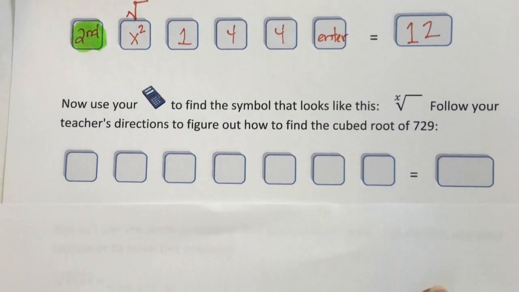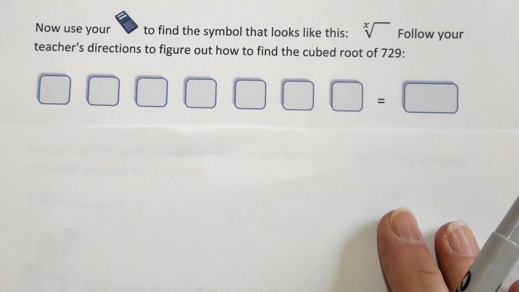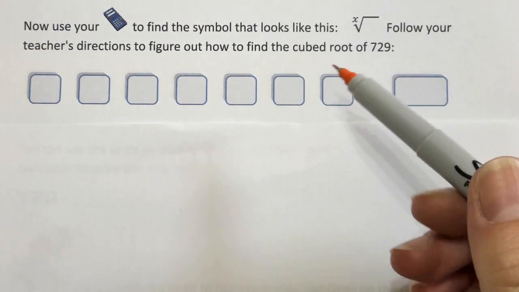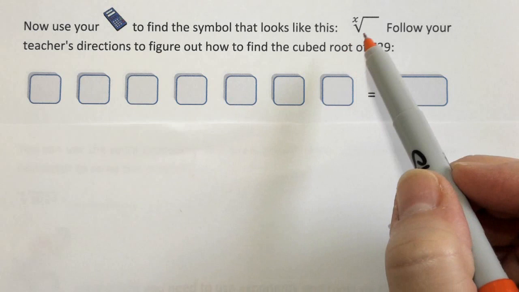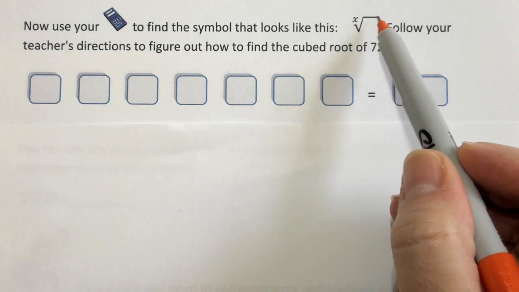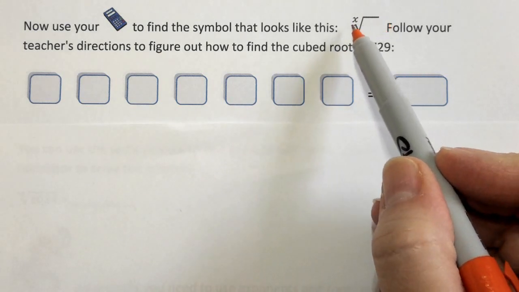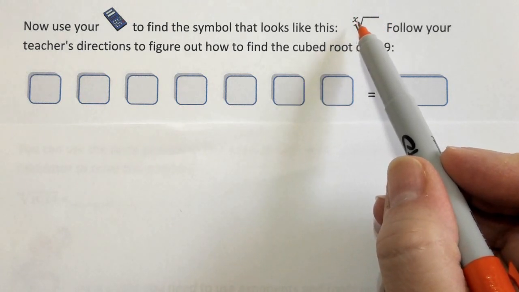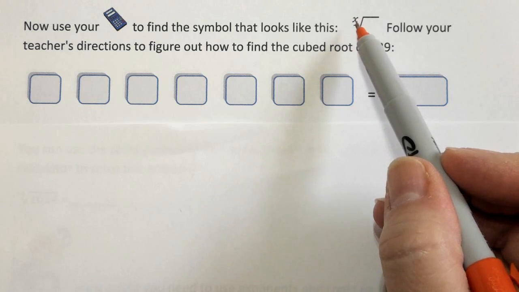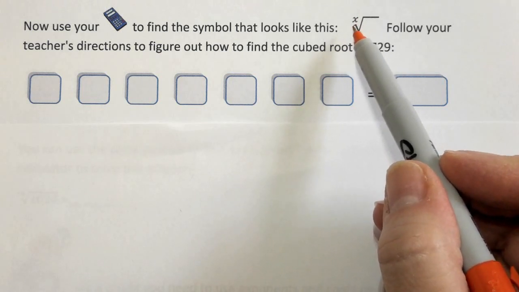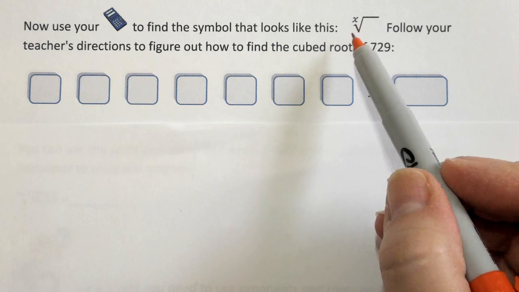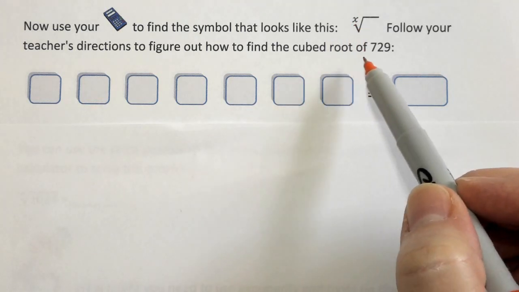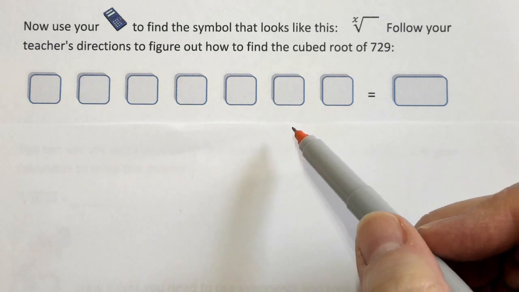All right, now it gets a little bit harder. Use your calculator to find a symbol that looks like this. Now we're going to have to figure out how to use the cubed root, and it's a little bit tougher. It's got a tiny x here, and it has the square root sign. This is saying, okay, so you're not going to do the square root. What root are you going to do? We're mostly going to be doing just the cube root, which is the 3, but you can actually find a 4th root, a 5th root, a 6th root, and all the way up. So this time follow my directions to figure out how to find the cubed root of 729.